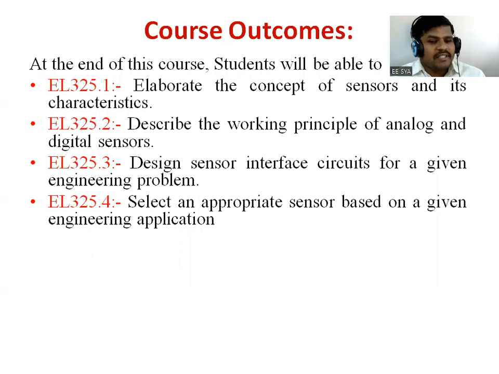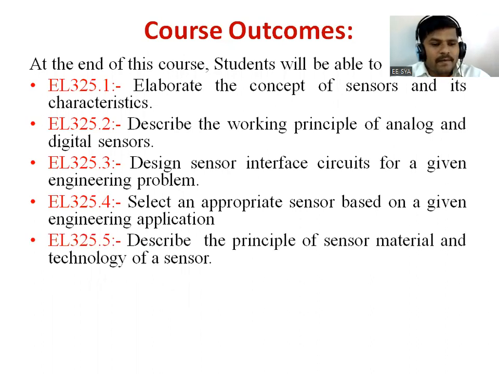The next course outcome is to select an appropriate sensor based on a given engineering problem. In that, we select one type of sensor for one type of application. Suppose there is a humidity application, so we want to select a humidity type of sensor. In this unit, we want to understand the types of sensors and which types of application they are used for. Based on this, we also want to perform some practicals.